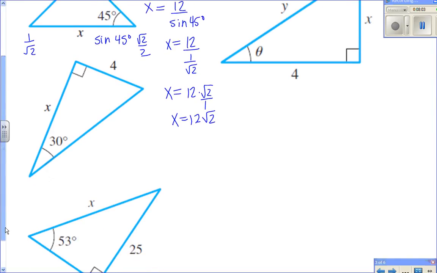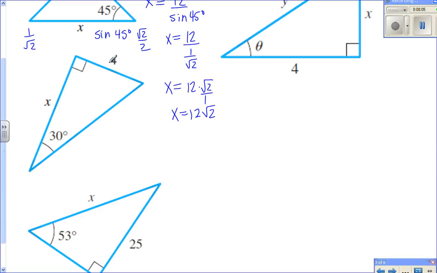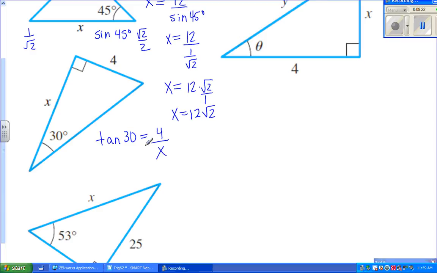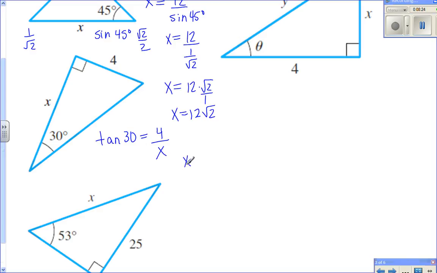So if we go ahead and look at the next one, here we have the opposite and we have the adjacent. So we know opposite and adjacent is tangent. So we would have tangent of 30 equals the opposite, which is 4, over the adjacent, which is x. Now again, these things are just going to switch positions, so we're going to have x equals 4 over tangent of 30.